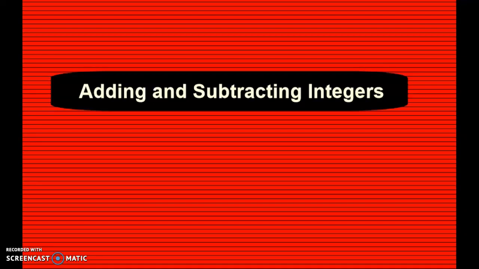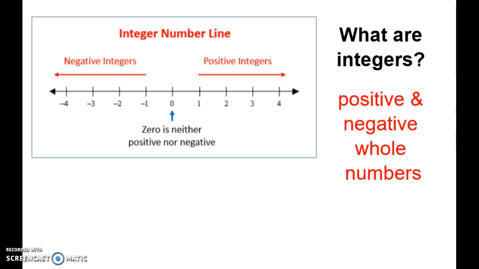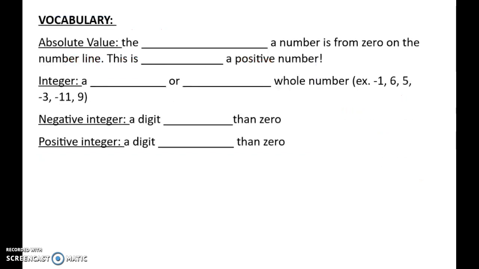All right, we're going to be adding and subtracting integers today. So let's get started. Please follow along with your notes and fill them in as we go. All right, today we talked about integers and positive and negative integers. They are whole numbers, and 0 is neither positive or negative. Let's fill in some vocabulary on the next page.